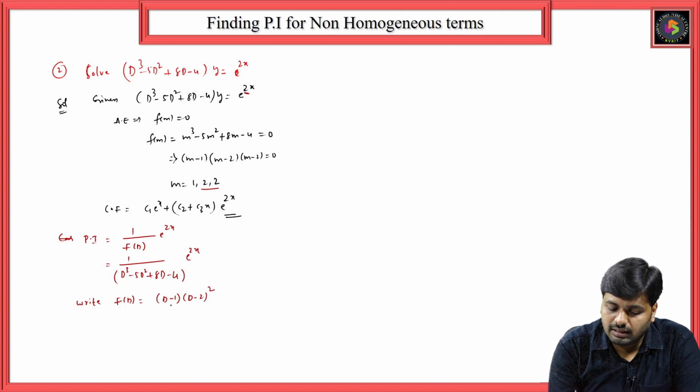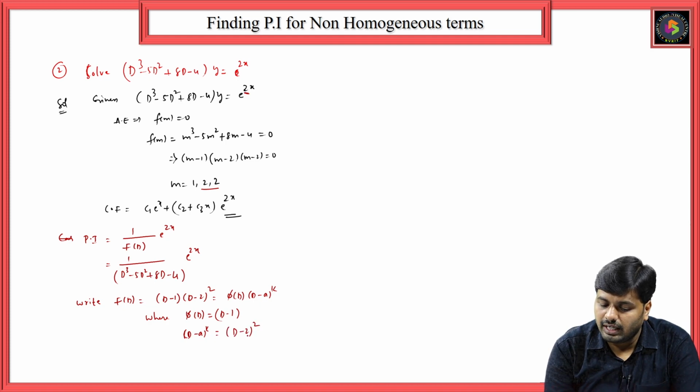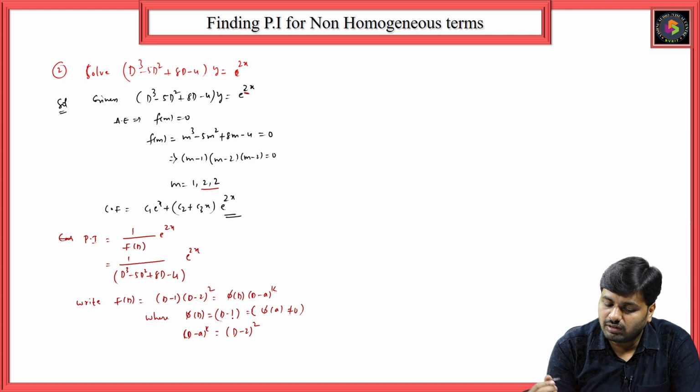Now let us write this as phi of D into (D minus a) whole power k, where phi of D will be D minus 1, and (D minus a) whole power k will be (D minus 2) whole square. Now k equal to 2 and a equal to 2. When I substitute that, in this case phi of a is not equal to 0. That means when I put 2, that is 2 minus 1, it is not equal to 0. Therefore, we rewrite this as 1 by (D minus 1)(D minus 2) whole square into e power 2x.